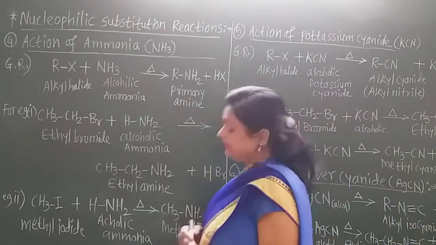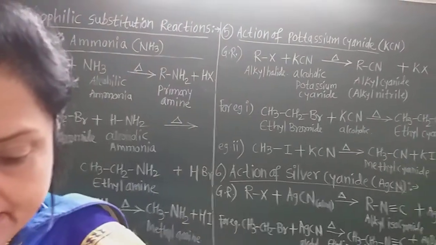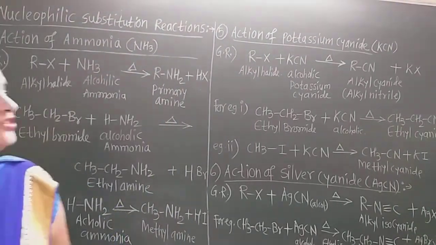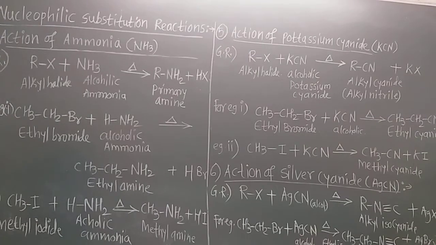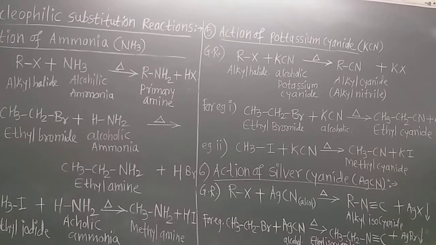Now let us learn the fifth reaction, that is action of potassium cyanide. You know that. What is the formula of potassium cyanide? KCl. Potassium has the symbol K, and cyanide has the symbol Cl.